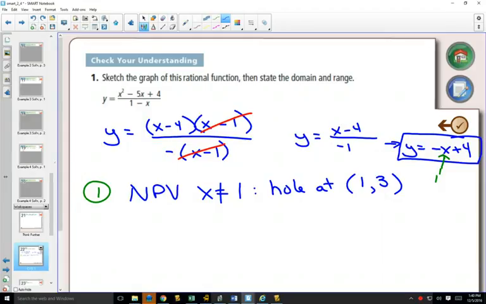Look at our new equation. Our new equation is negative x plus 4. What is that? That's a line. And since it's a line, you know how to graph a line already. Do lines have horizontal asymptotes or oblique asymptotes? No. So at this point, we can just graph it.